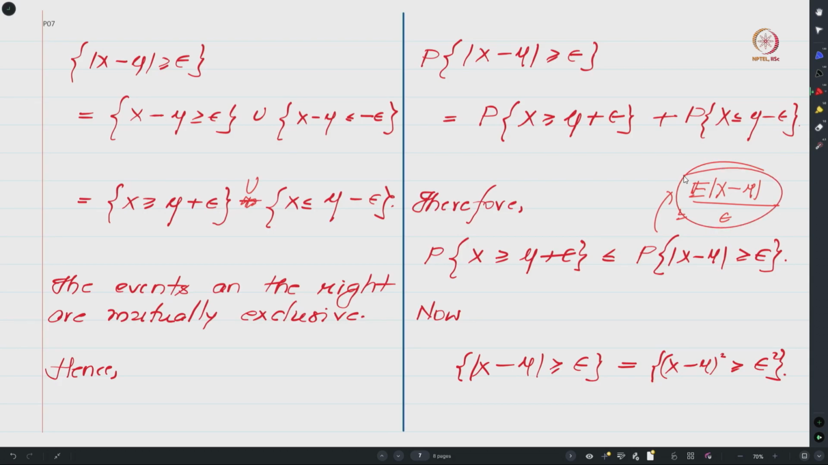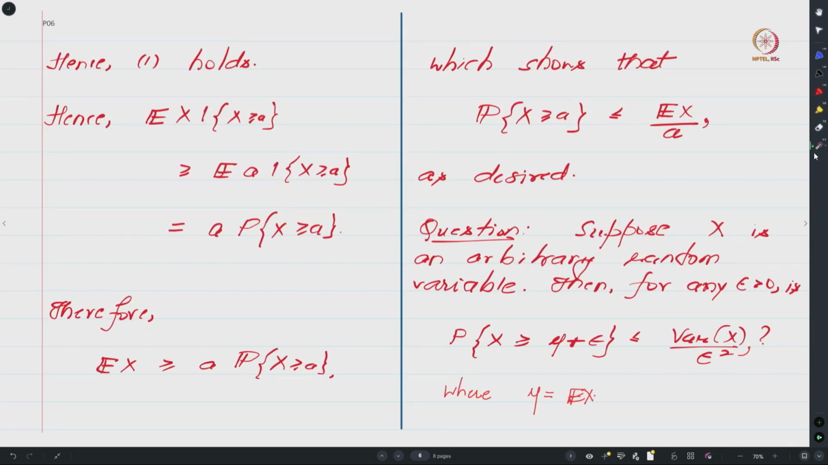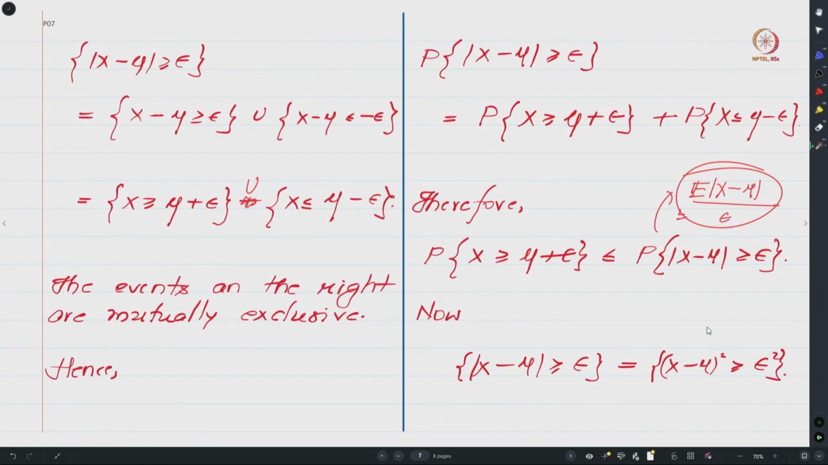However, if you go back to the previous question, what we have been asked is to show that this probability is less than the variance of x divided by epsilon square. So even though we can apply Markov inequality here, we see that we don't necessarily get the same kind of bound that is expected as part of the question.